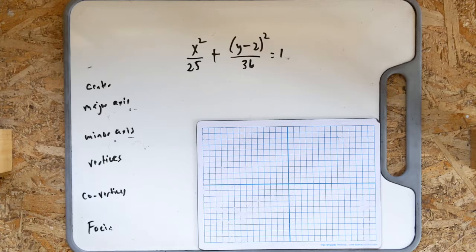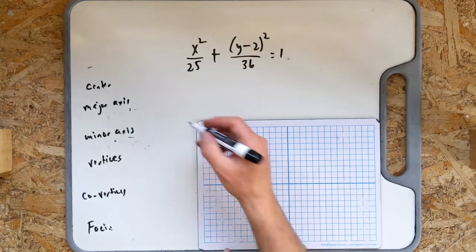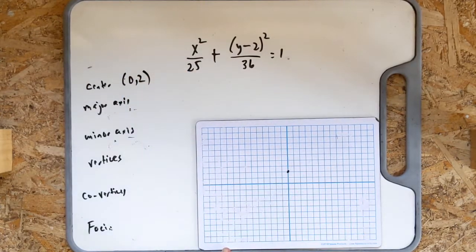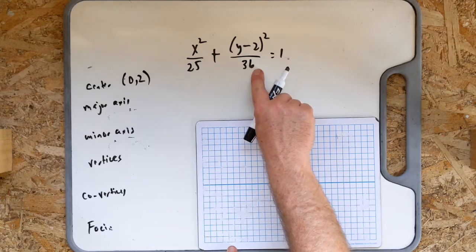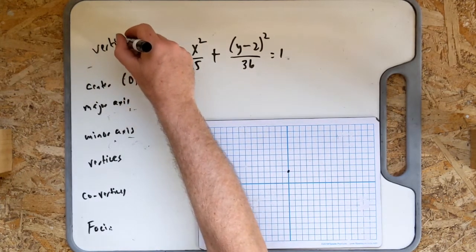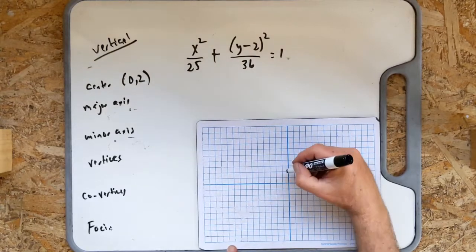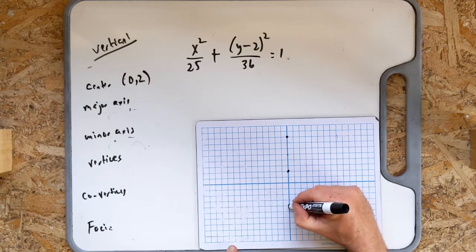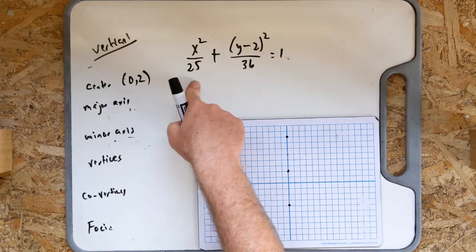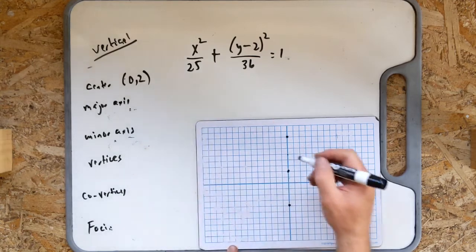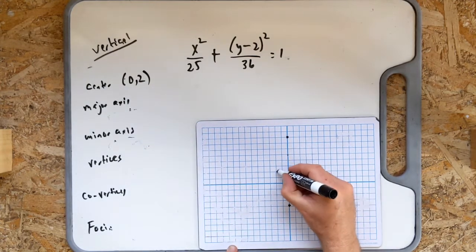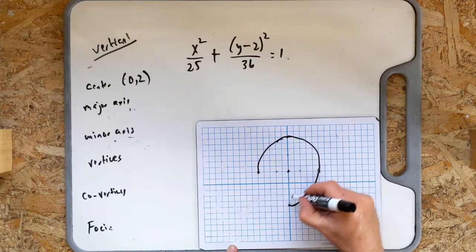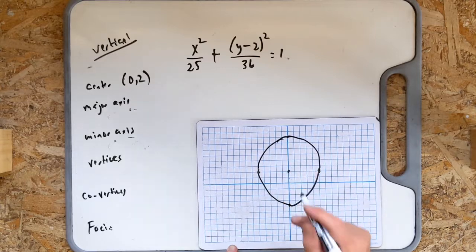Okay, if you're back, center, (0, 2). So I'll do that first. The y-axis spread is bigger this time, so it's going to be a vertical ellipse. And it is 6: 2, 3, 4, 5, 6, and 6. The x spread is 5, so 2, 3, 4, 5, 2, 3, 5. Graph that. It's a fatty one this time.